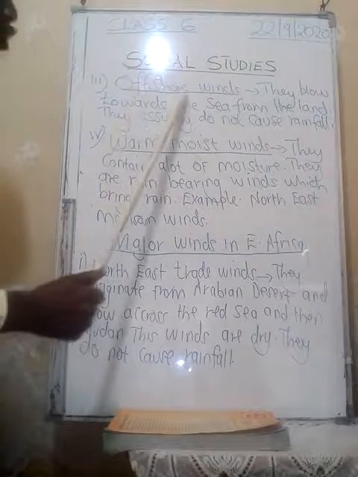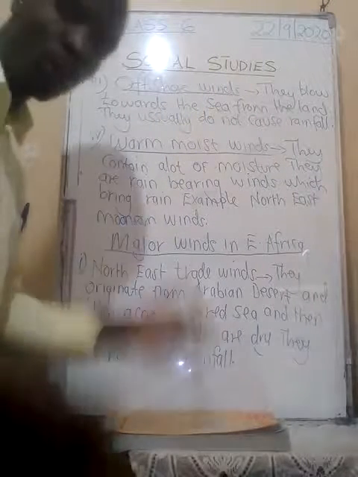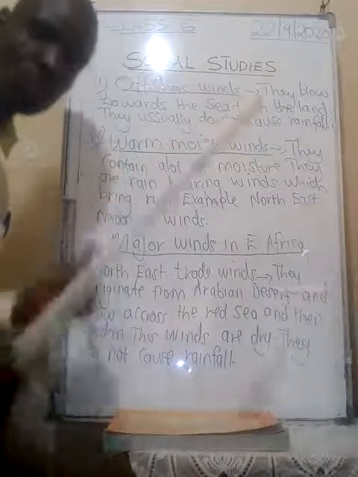The next type of wind we are talking about is offshore winds. Offshore winds blow towards the sea from the land. So they are coming from the land and going to the sea. That's why they are called offshore. Those that come from the sea to the land are called onshore. So the opposite of onshore is offshore. Onshore winds cause rainfall. Offshore winds do not cause rainfall, because they blow towards the sea.